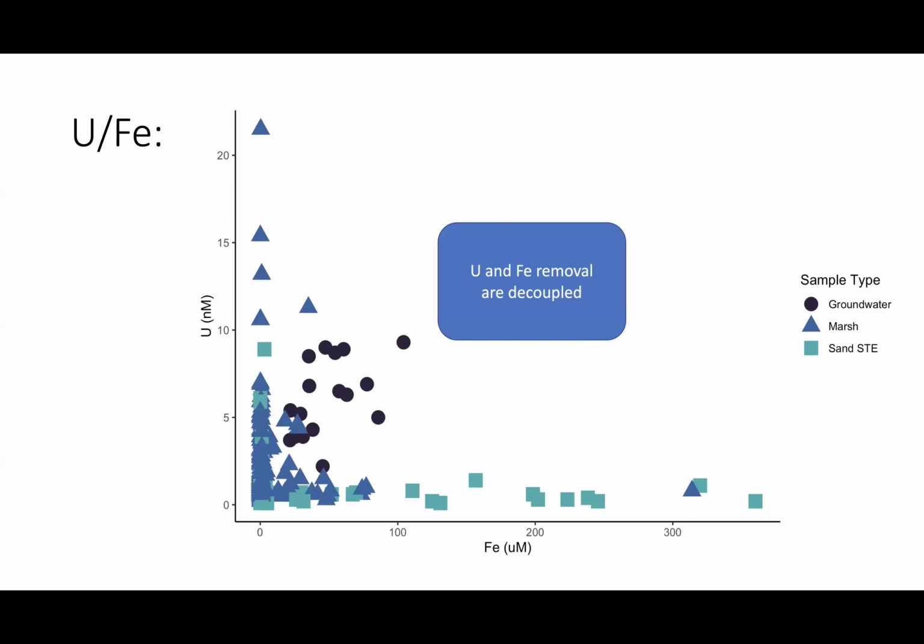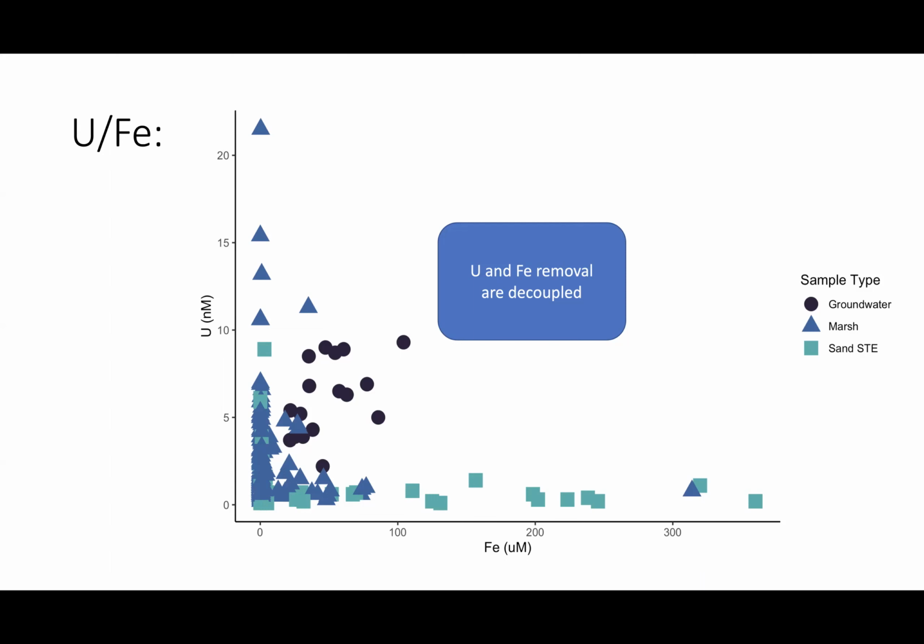So ignore the groundwater samples for now. Just look at, okay, where is uranium? Where do we see some uranium? And that's typically in the marsh sediments. And where do we see iron release? And that's typically in the sand subterranean estuary. And that just has to do with what different, I think, minerals and phases are in solution at the different pHs and the reducing conditions at those two different sites.